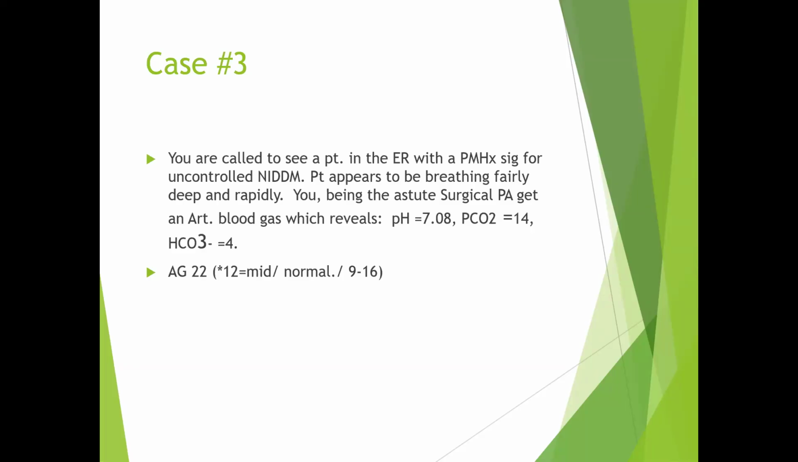You being astute, you get an arterial blood gas, which reveals a pH of 7.08, PCO2 of 14, HCO3 bicarb of 4, and an anion gap of 22.